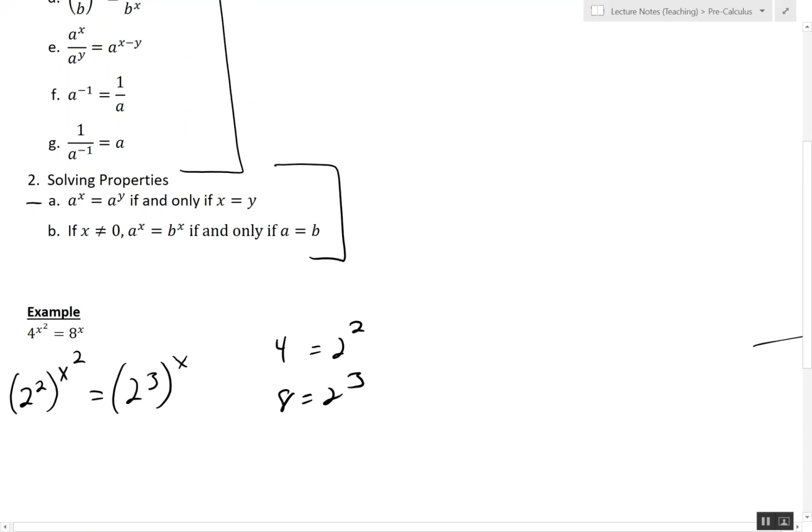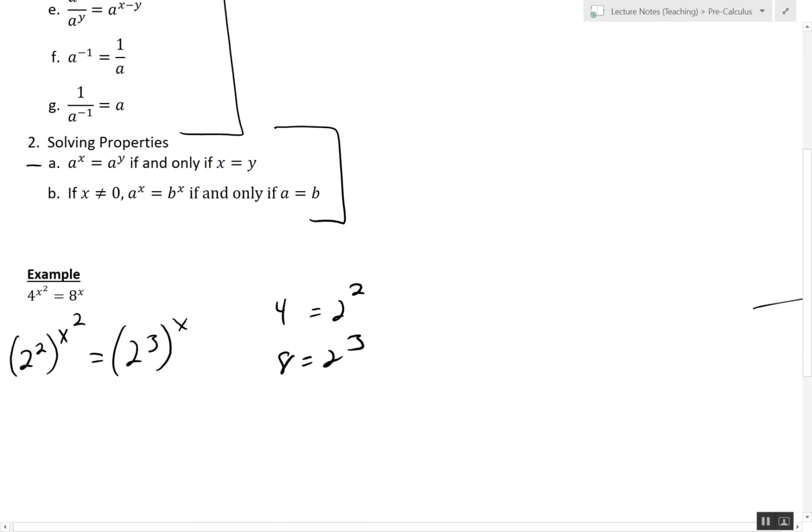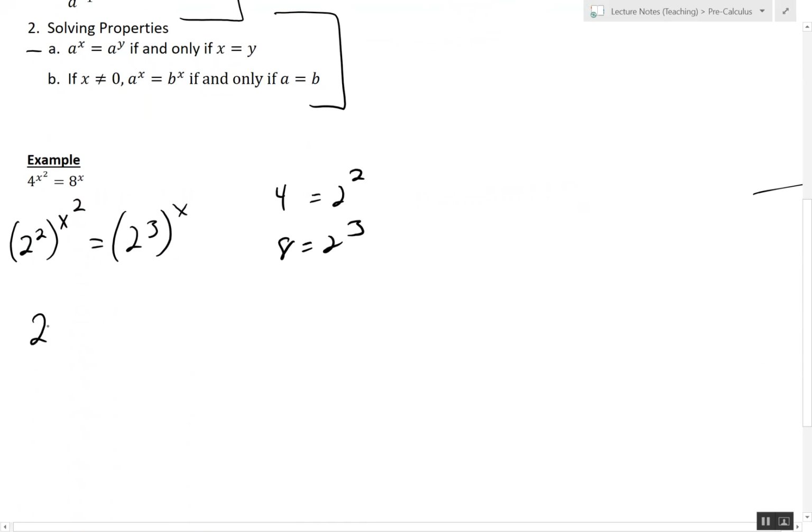And then we're going to come up here and use this property on both sides of the equation. So in this case we'll get 2 raised to the 2x squared power. On the other side we'll get 2 raised to the 3x power. Now notice that we've set up property A from the solving properties. So that means that since the bases are equal, the exponents will also have to be equal. And now this is a quadratic we know how to solve.